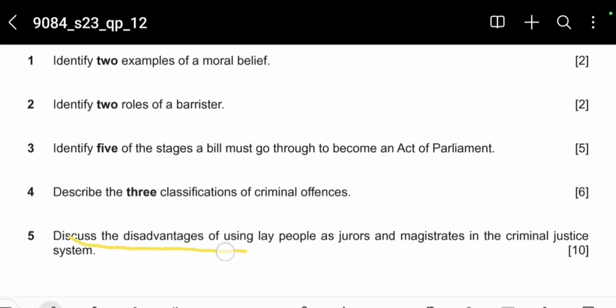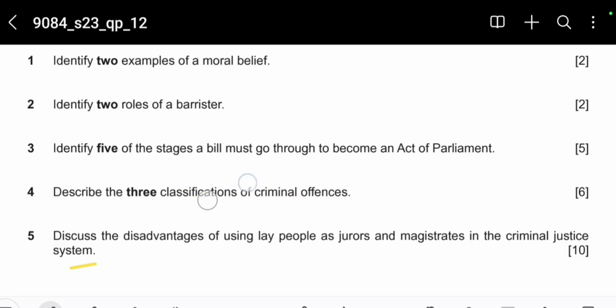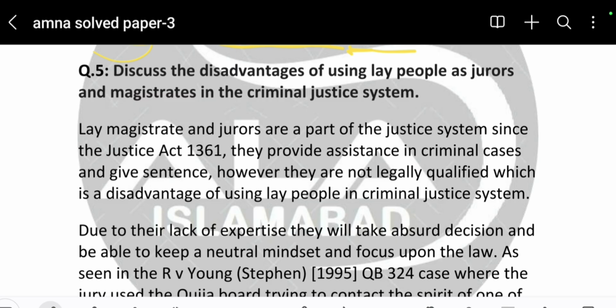Discuss the disadvantages of using lay people as jurors and magistrates in the criminal justice system. So in this question, you have to discuss what the disadvantages of using lay people as jurors and magistrates in the criminal justice system are. So let's go straight to the answer. I have opened up the answer. Let's read and understand what the answer for this question is.